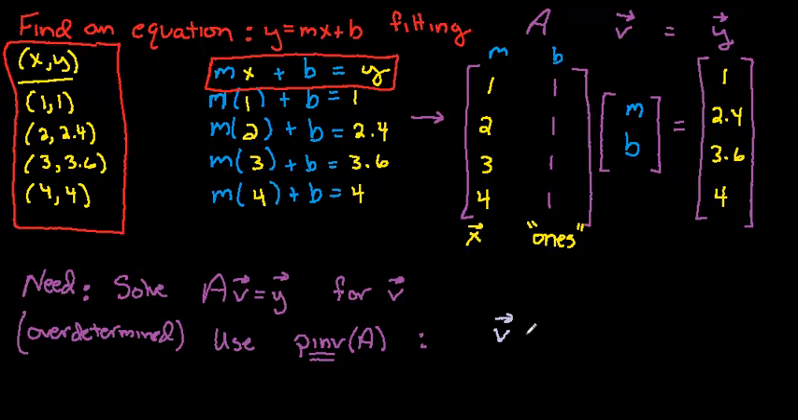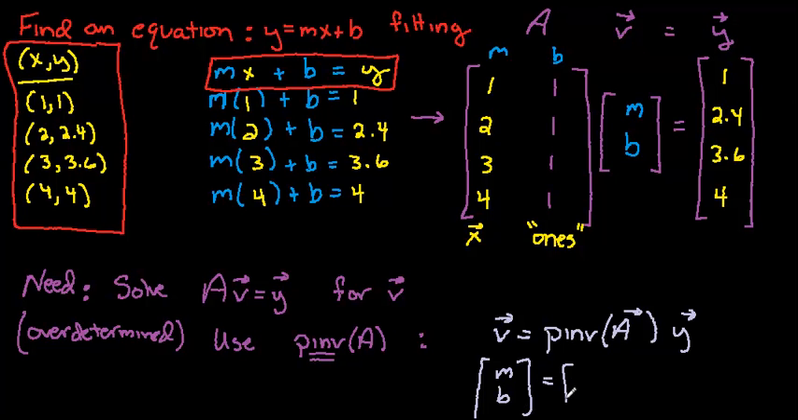Here's how that will work. If we multiply on the left-hand side by that pseudo-inverse, we get vector v equals the pseudo-inverse of A times vector y. Whatever the numbers turn out to be, vector v will have 2 rows and 1 column, with some number that'll be our slope and some other number that'll be our y-intercept, and that will determine the equation of the line that we seek.